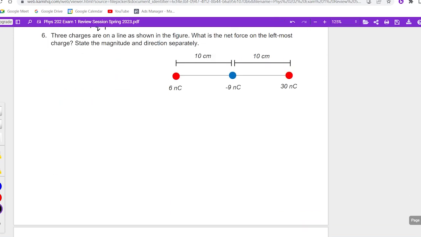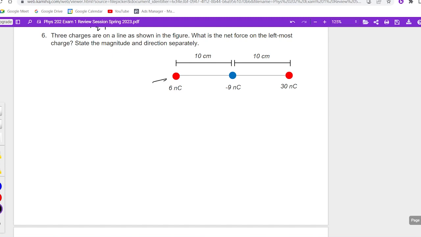Three charges are on a line as shown in the figure. What is the net force on the leftmost charge? State the magnitude and direction separately. So for this problem, we're going to use a concept known as superposition. Superposition says, let's just look at two charges at a time.